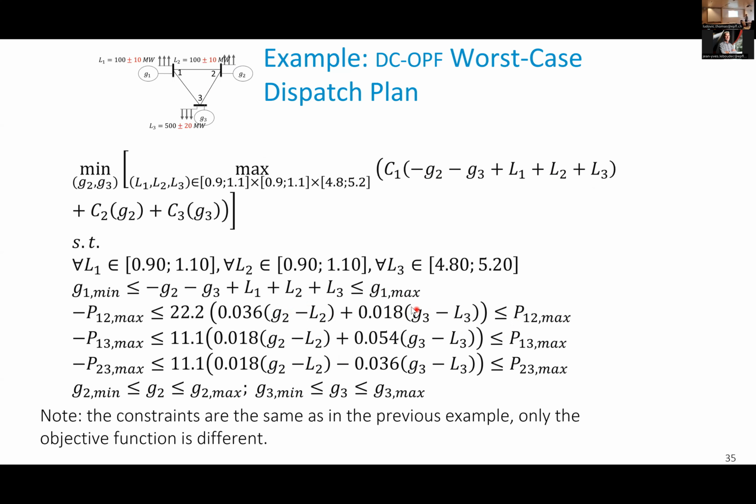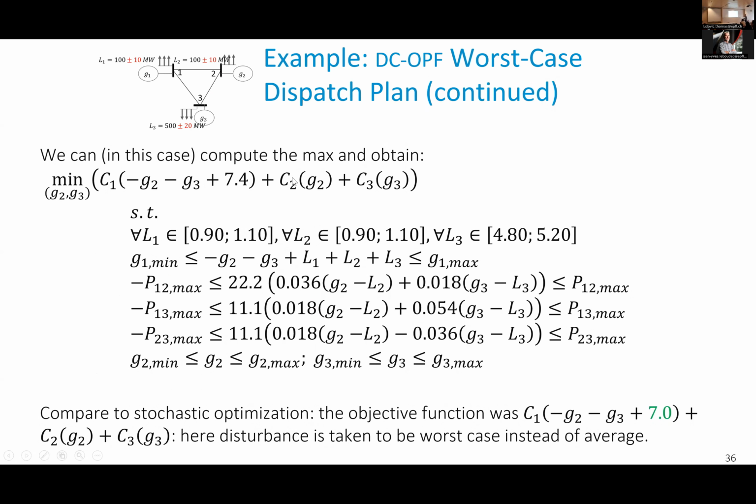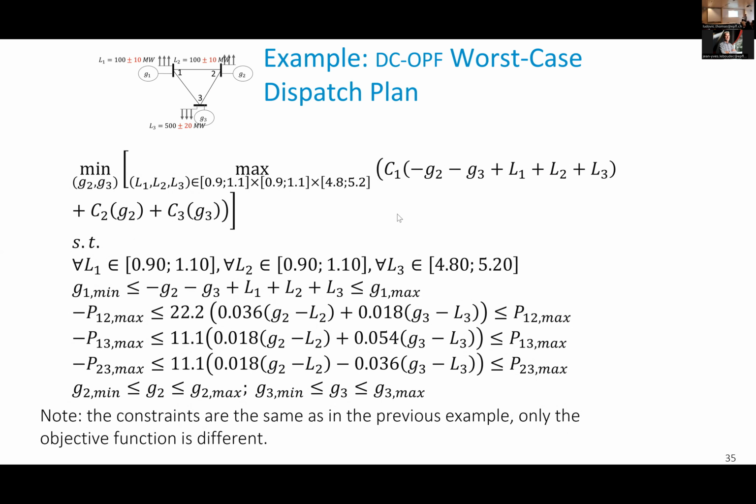I have computed all the constraints as a function of G2, G3, L1, L2, L3. So the step I needed to do to eliminate the state variable from showing up explicitly in the constraints, I had to do it here. So that's the problem I have here. Now that looks a bit complicated, but in this specific case, this can easily be computed. Here I have a max to compute. The max is over L1, L2, L3, which are three independent variables.